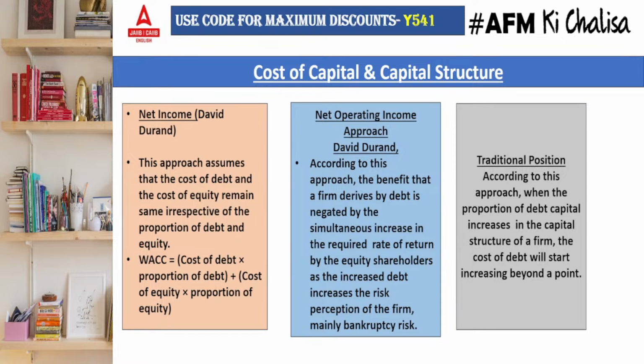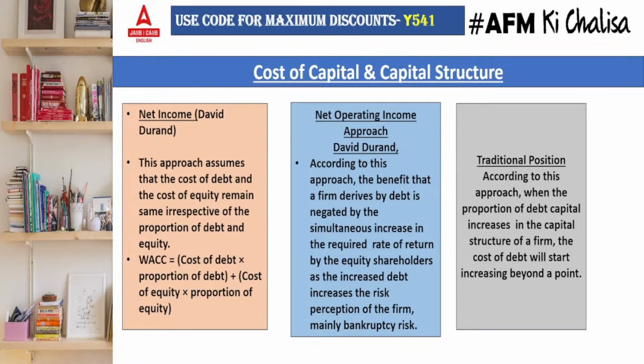In this case, cost of capital and capital structure, we have three different approaches. The first approach by David Durand is the net income approach. Under this approach, he assumes that the cost of debt and cost of equity remain the same irrespective of the portion. You get more debt or you get more equity, it doesn't matter.